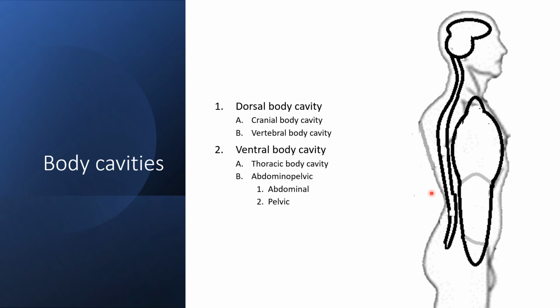Body cavity. The ventral here has a couple different ones. You can actually divide it into the thoracic and the abdominopelvic, which is then also divided into the abdominal and the pelvic. This gray line here represents a muscle called the diaphragm, which separates the abdominopelvic from the thoracic.